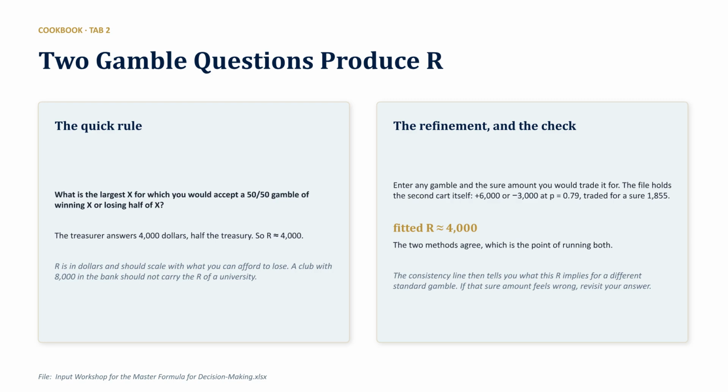Tab 2 derives your risk tolerance, R. Since you cannot state R directly, we use 2 gamble questions: a quick estimation of acceptable loss and a refinement based on certainty equivalence. The 2 methods should agree. If the resulting implication for other standard gambles feels wrong, revisit your certainty equivalent.